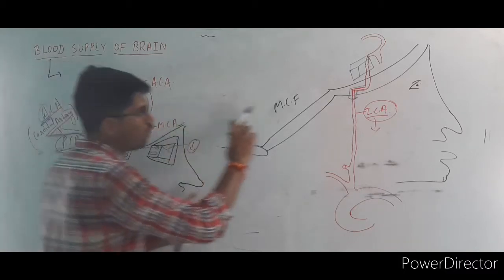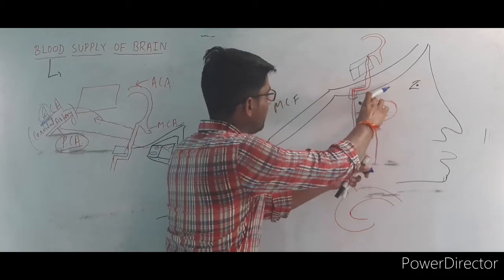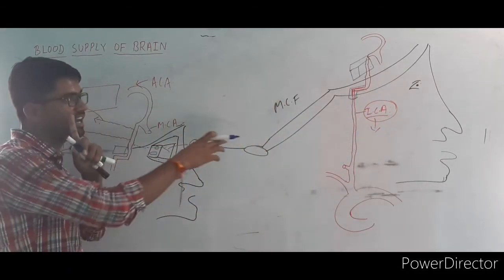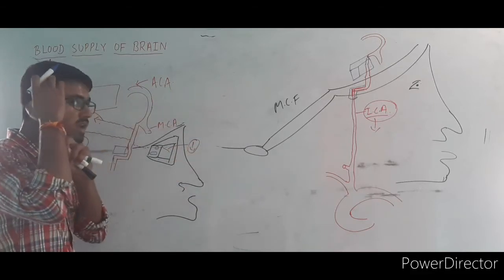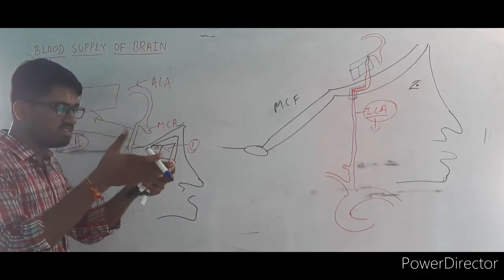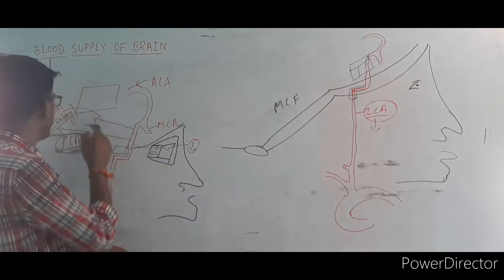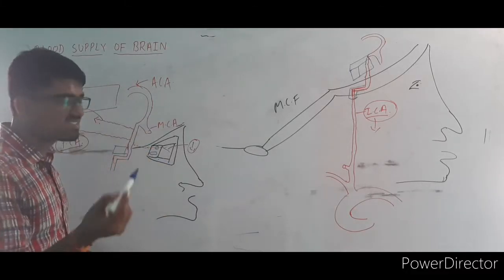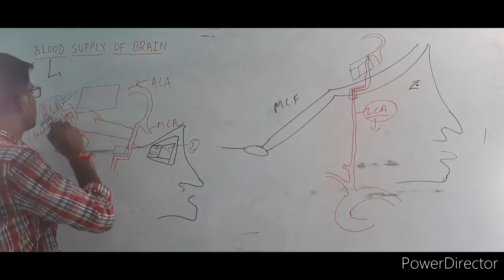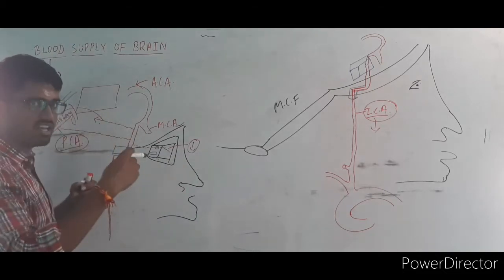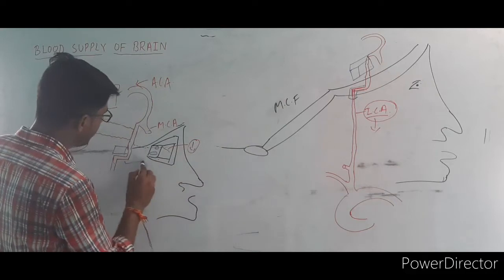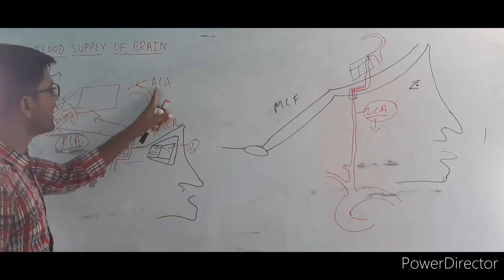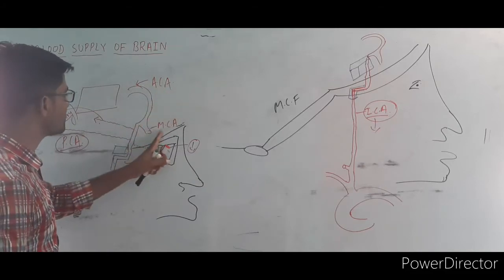Why is it going posteriorly? Because in the middle cranial fossa, there will be the lateral ventricle. So it goes to the lateral ventricles and forms the choroid plexus in the lateral ventricle. That's why it's called anterior: anterior means it's arising from the anterior system. And this is the anterior cerebral artery and here is the middle cerebral artery.